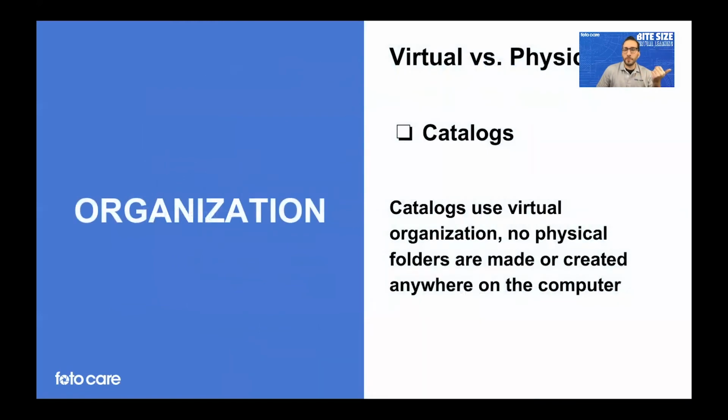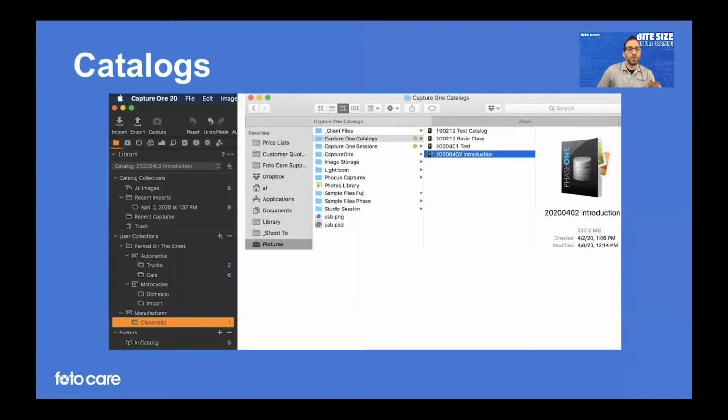All right. Catalogs use virtual organization. There are no physical folders made or created anywhere on your computer after you've created that catalog database file. So this is a screenshot. We'll jump into Capture One in a minute or two. This is a screenshot of what Capture One is going to look like in the library view of a catalog.